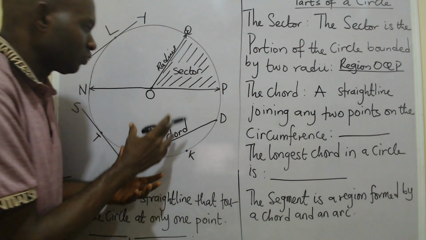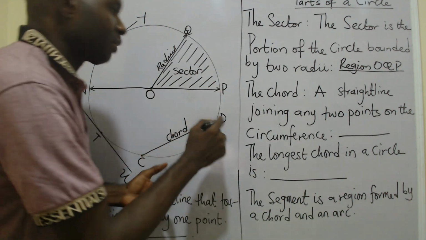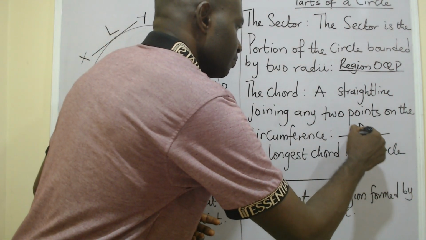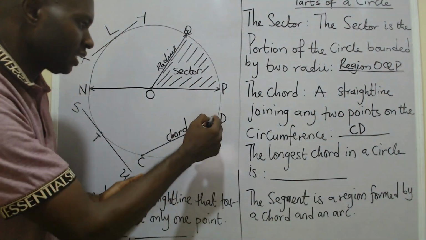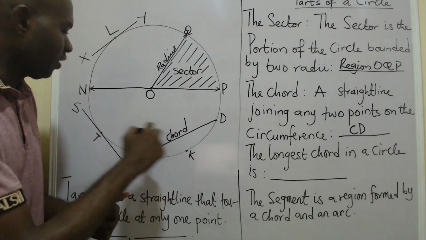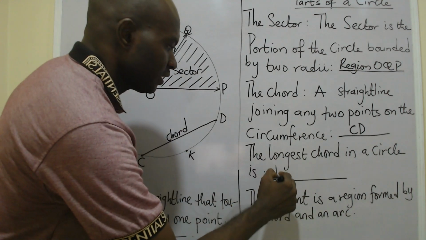With reference to this diagram, can I get my chord? I think CD. There may be other chords, but let me just make use of this CD. Now, the longest chord in the circle is the diameter.